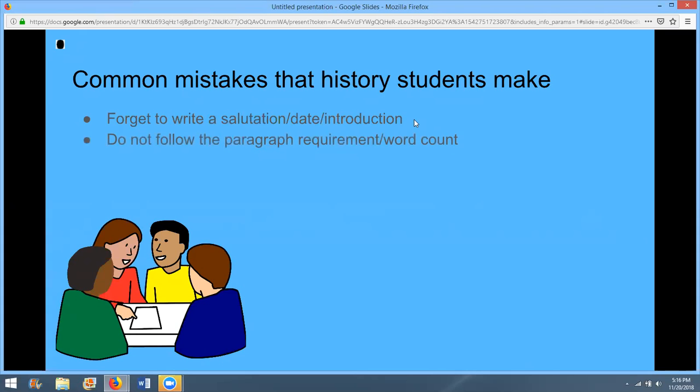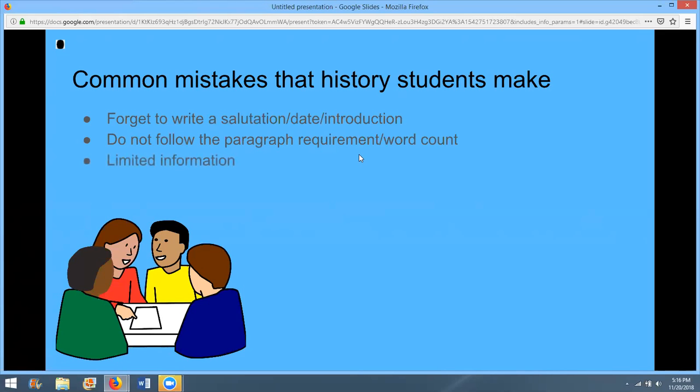Another mistake is they simply do not follow the paragraph requirement or the word count. You would think that'd be a no-brainer, right? But so many students just skip over. Okay, I got to write 4 paragraphs. Well, I'm just going to write 1. They don't hit the requirement on that one.